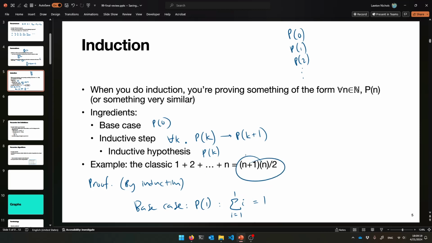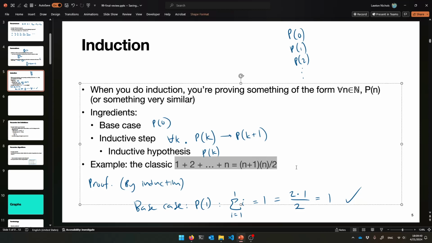We have to show that the right side, the closed form, still works. We've got to show that that's equal to 1 plus 1, which is 2, times 1 over 2. And of course, that is equal to 1, and that base case checks out. And now we'll do the inductive step. So the inductive step is: assume this works for k, and then prove that it works for k plus 1.